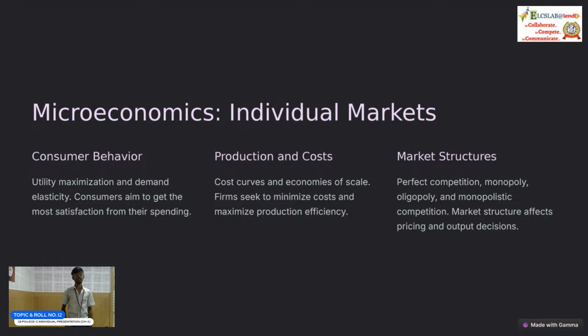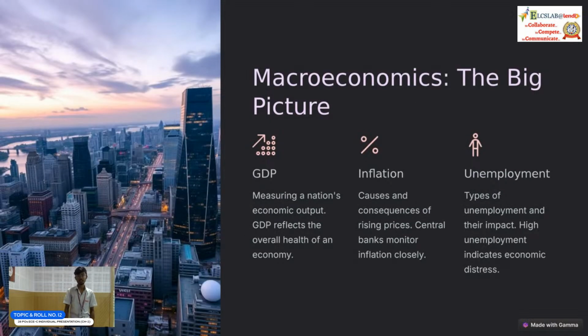Microeconomics, individual markets. It includes three topics: consumer behavior, production and cost, and market structure. Consumer behavior covers utility maximization and demand elasticity. Consumers aim to get the most satisfaction from their spending. Production costs: cost curves and economies of scale. Firms seek to minimize cost to maximize production efficiency. Market structures: perfect competition, monopoly, oligopoly, and monopolistic competition. Market structure affects pricing and output decisions.